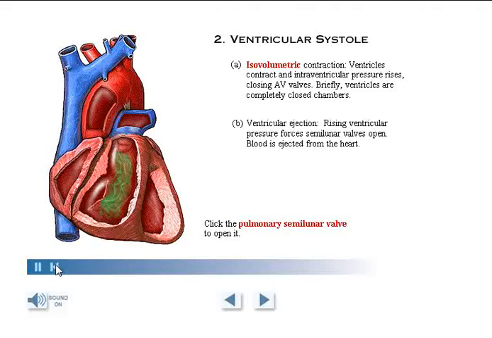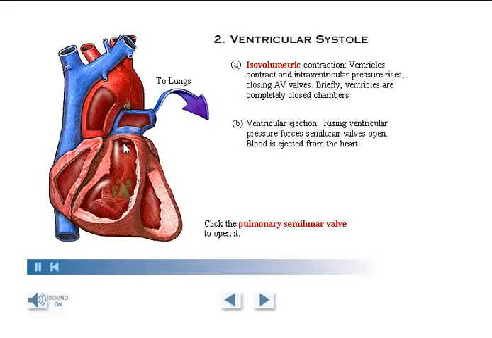Now this is a good part that talks about the valves. Pressure forces the semilunar valves open. Blood is then ejected from the heart into the pulmonary trunk and aorta. Bam. Click the pulmonary semilunar valve to see it open and to see blood leave the heart. Nice how it shows two lungs there.